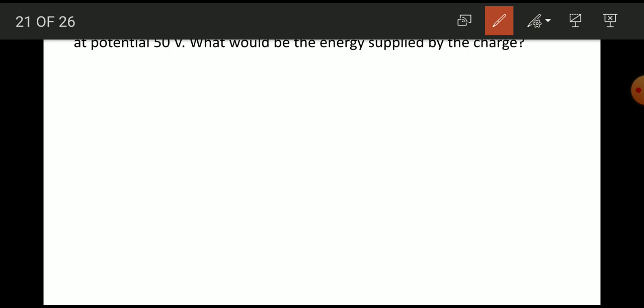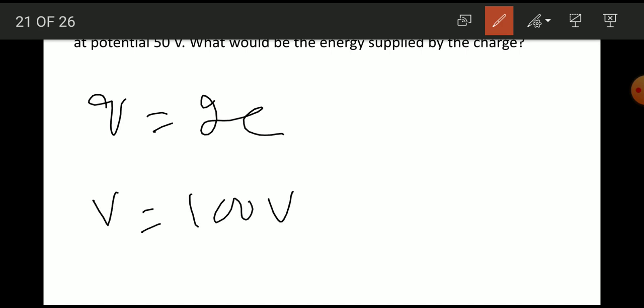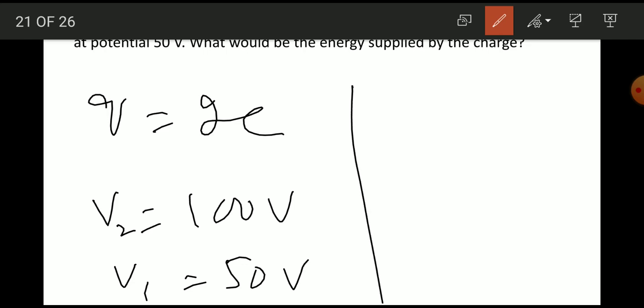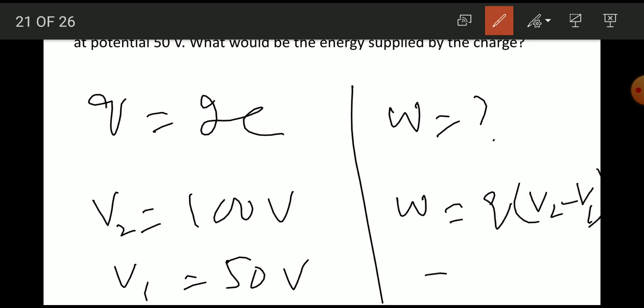A point charge of 2 coulomb is transferred from a point at a potential of 100 volt to a point at potential V2, where V1 is equal to 50 volt. What would be the energy supplied to the charge? Work W is equal to Q into V2 minus V1. Do it.